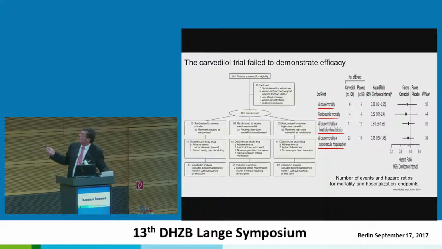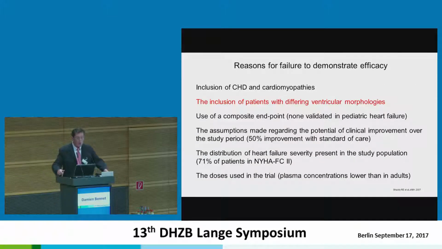On the endpoint, all-cause mortality, cardiovascular mortality, hospitalization, etc., it was a failure. So no demonstration of efficacy of carvedilol in this group. Why? And so it's very important to go back to the trial and try to analyze why.